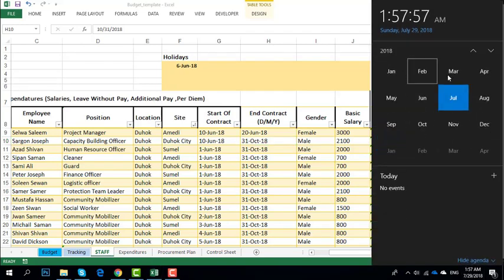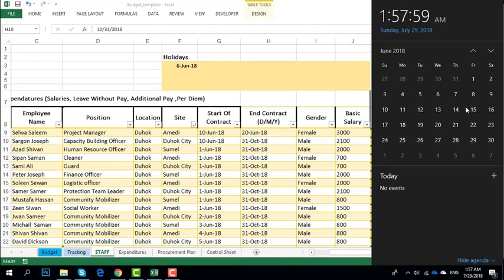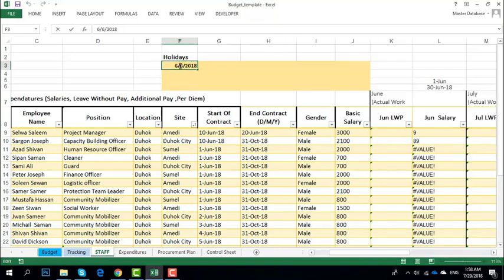Because if you calculate in June between the 10th, where's the 10th? She came on the 10th. Now one, two, three, four, five, six, seven, eight, nine. That's it. If I put a holiday here, let's just put the 17th as a holiday, Sunday, you will see what will happen. The 17th was a holiday. It means she actually worked 8 days.